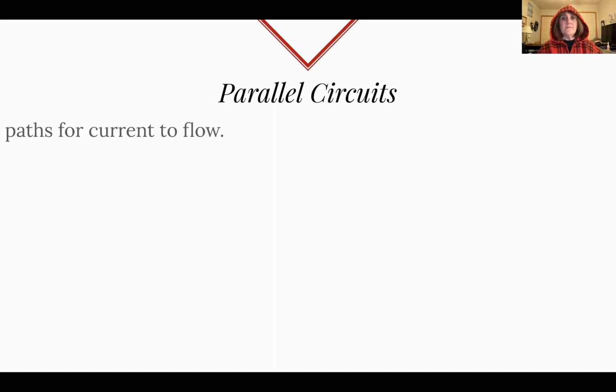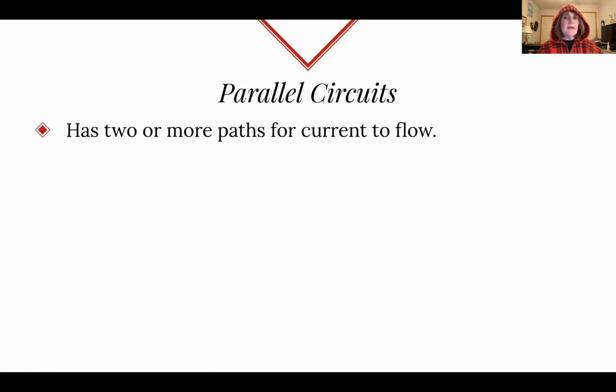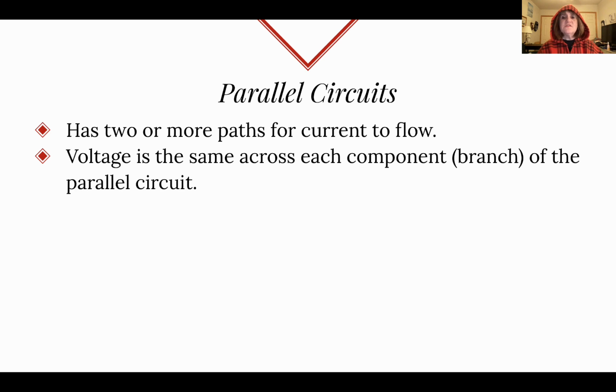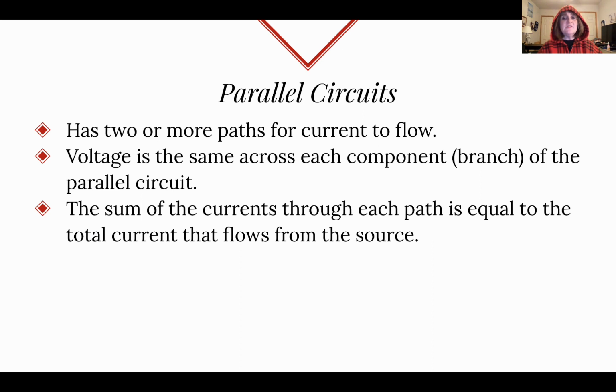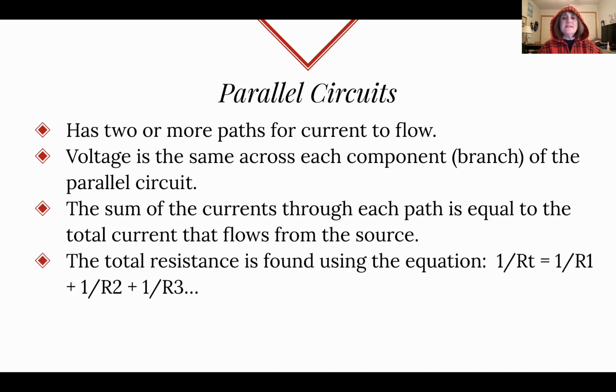Let's talk about parallel. Parallel has 2 or more paths for the current to flow. The voltage is the same across each branch of the parallel circuit. The sum of the currents through each path is equal to the total current that flows from the source. The resistance is equal to the reciprocal of the sum of the reciprocals of each resistor. It essentially means take 1 divided by resistor 1 plus 1 divided by resistor 2 plus 1 divided by resistor 3, and you'll get an answer. And then flip that answer over, and you'll get the total resistance.